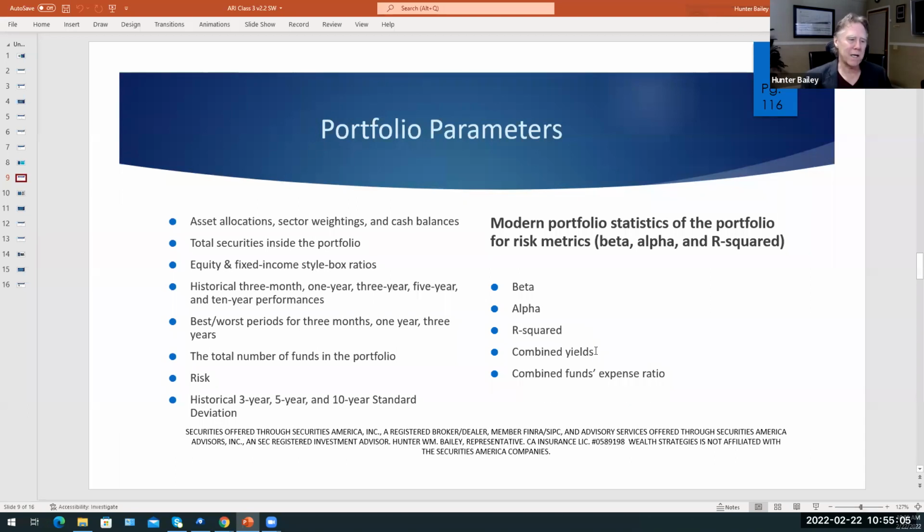R-square and then combined yields. Obviously, do we have a good yield? Young people that are investing each month, they don't need yields. If their funds drop, they're going to buy again at a discount. They don't need yields to bail them out. We need yields to bail us out.